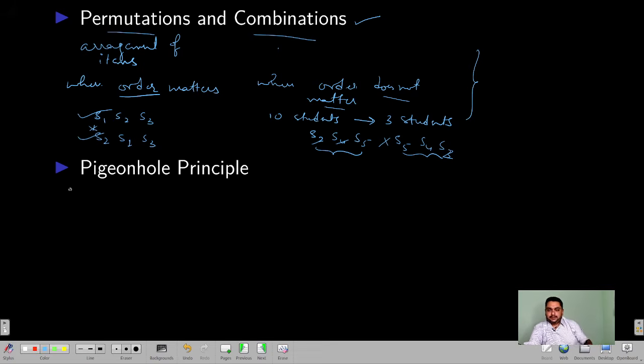The next application area is the pigeonhole principle. It's a very widely used principle and a very simple concept. Let us try to understand this. What it says: say I have n items, and then I have n holes or slots. These are the slots.